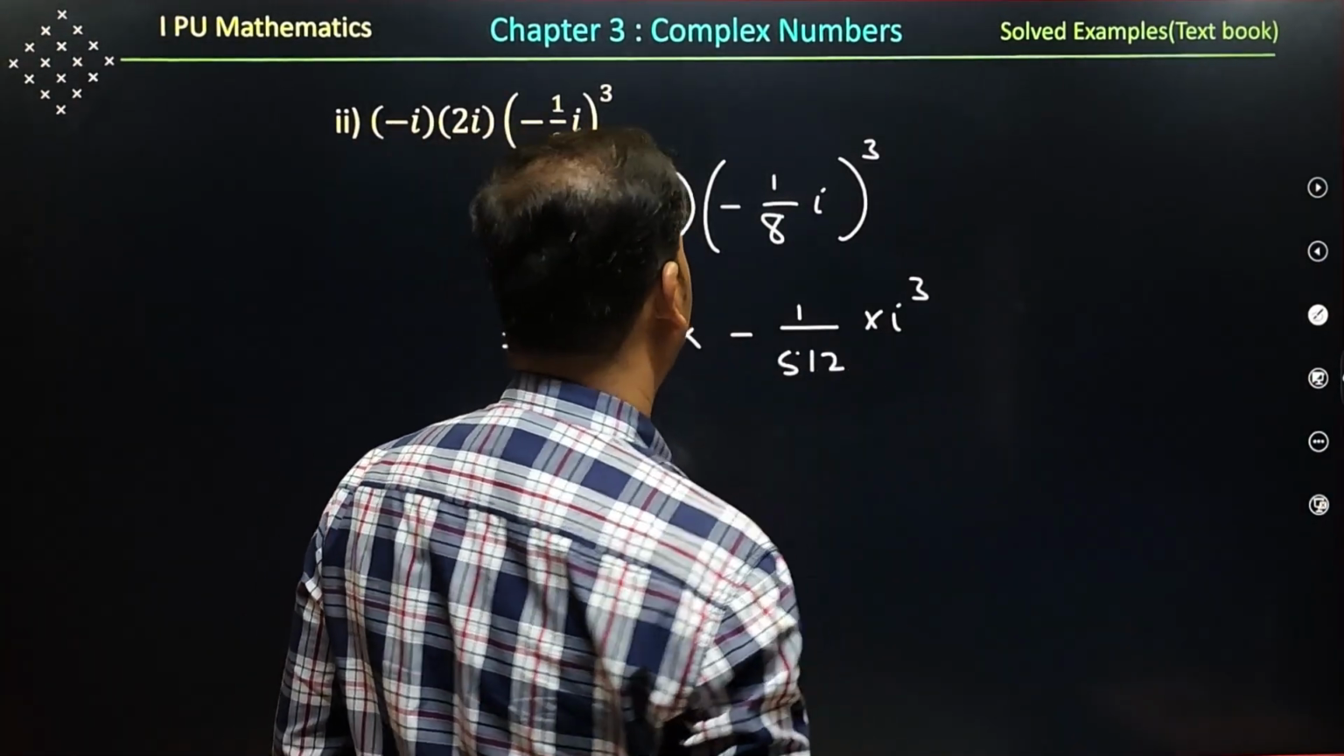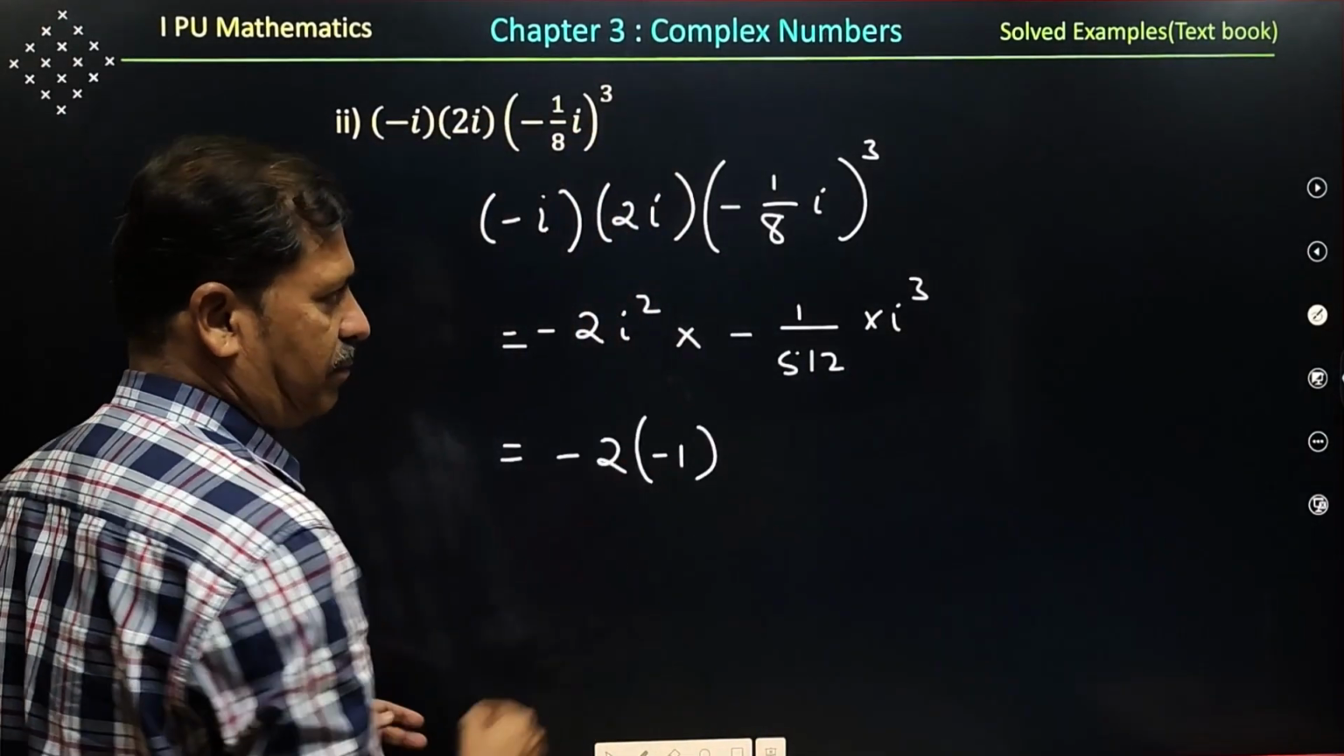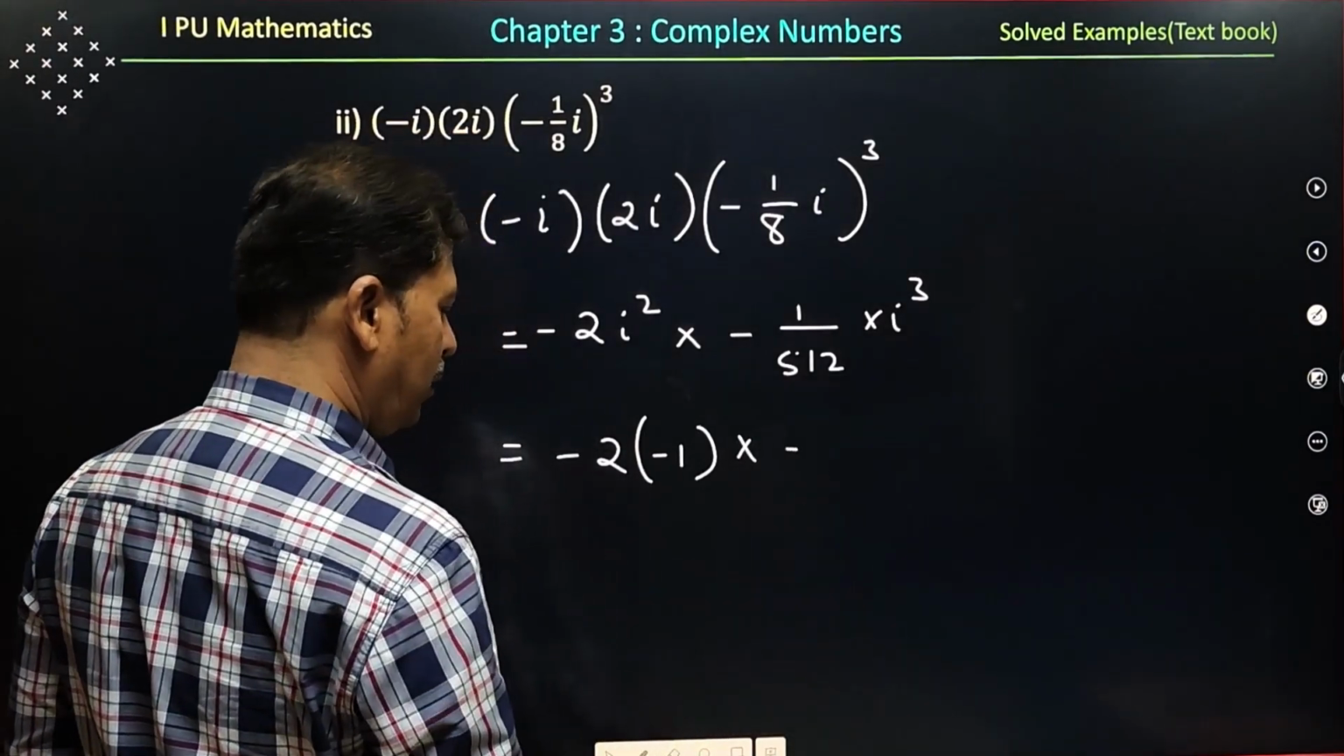512. Okay, 512. So this is minus 2. I square value is minus 1 into minus. Better you can neglect the minus sign.